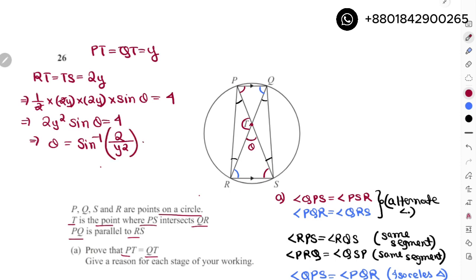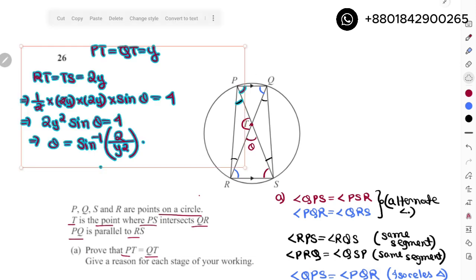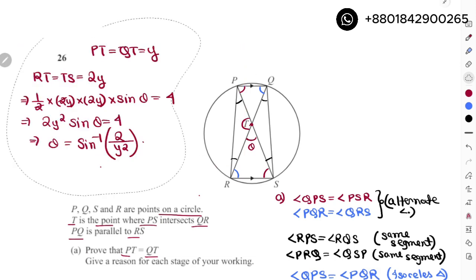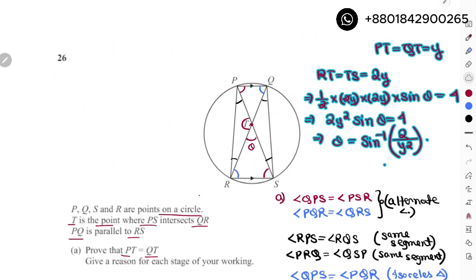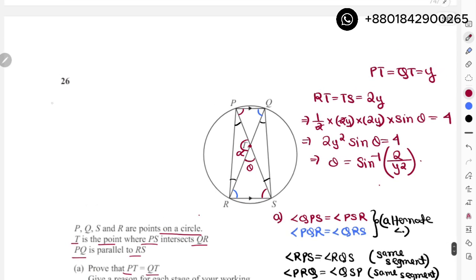Now after this we got the value for theta. Using this theta, I can find out the value for this angle PTR also, which is alpha. I can understand that PTS is a straight line, so 180 minus theta is going to give me the value for alpha. What was theta? Theta was sine inverse 2 by y square.